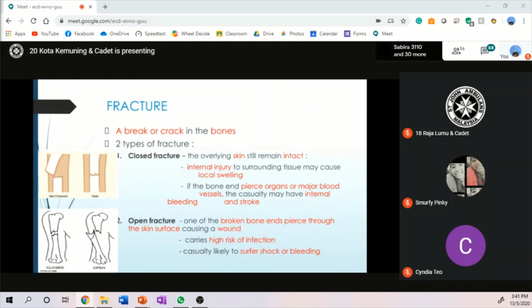Now, open fracture. Open fracture is very easy to recognize. As long as you can see the casualty's bone coming out from the skin, that is an open fracture. It's kind of disgusting. There will be a wound and profuse bleeding, and the casualty will likely suffer shock. And when there is a wound, there will be a risk of infection.